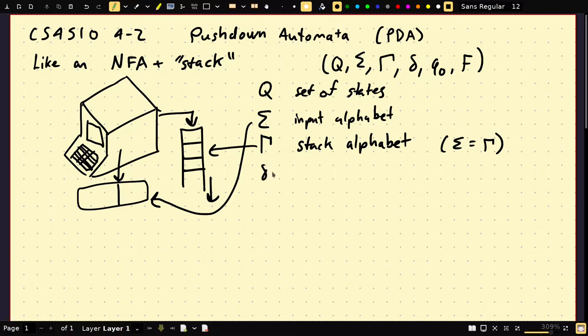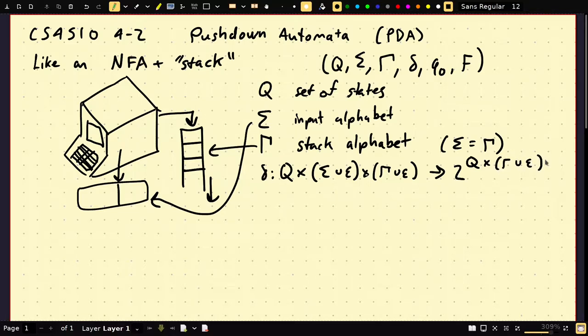Delta. Now, this is where all the interesting things happen. Delta is a function which can take a state, it takes part of the input, or it doesn't. So that's an empty string. And it takes the top of the stack. It checks if the top of the stack is a certain thing, or it doesn't read the stack at all. And it maps that to a set of possible states, which it can be in a state, and it writes something to the stack. So I'll also write that as this.